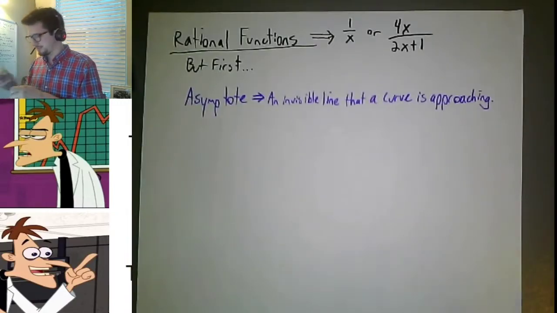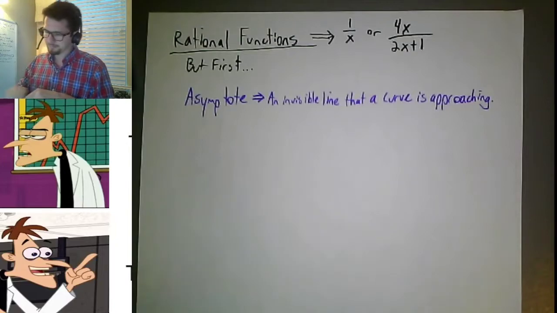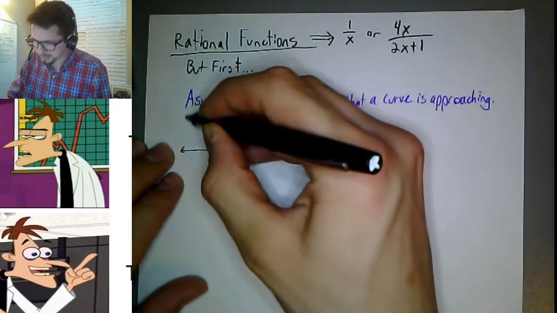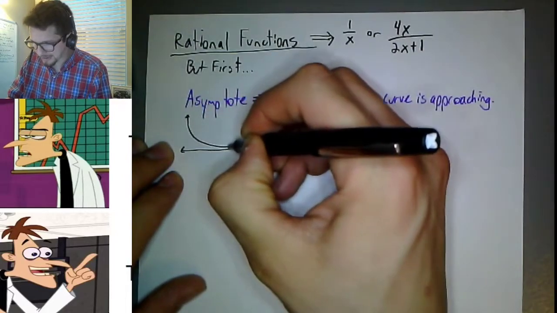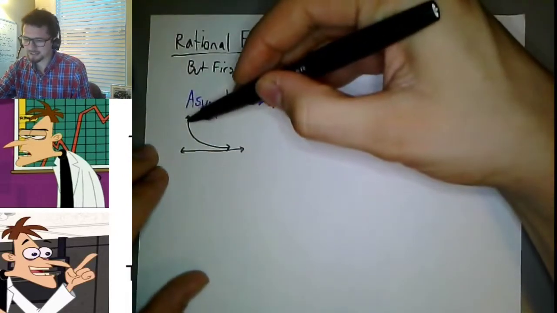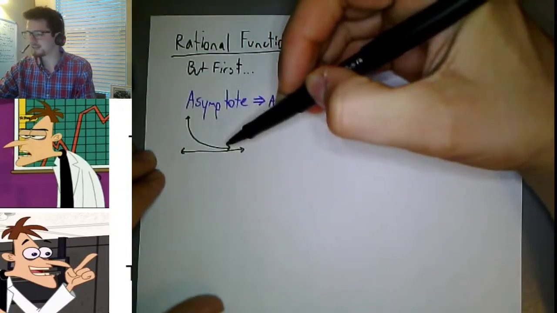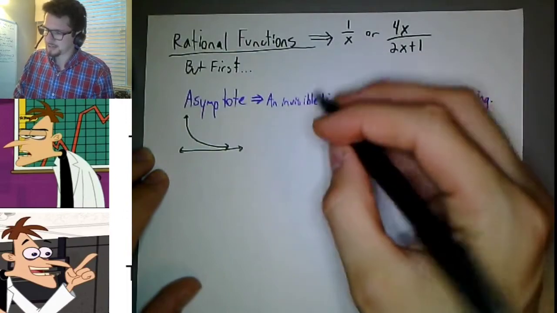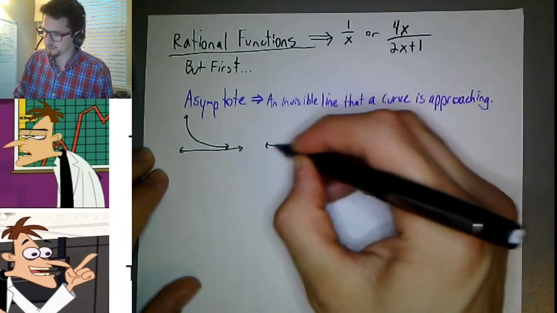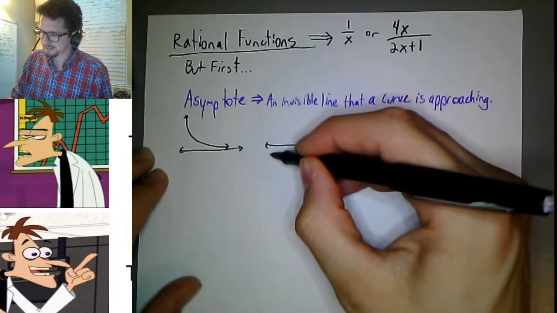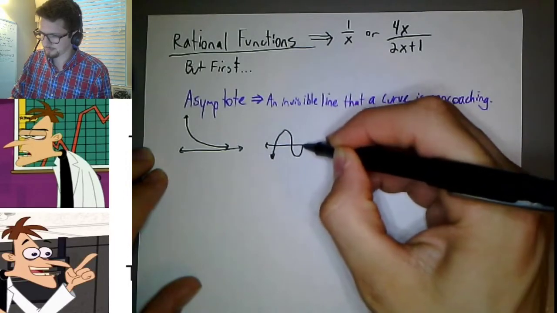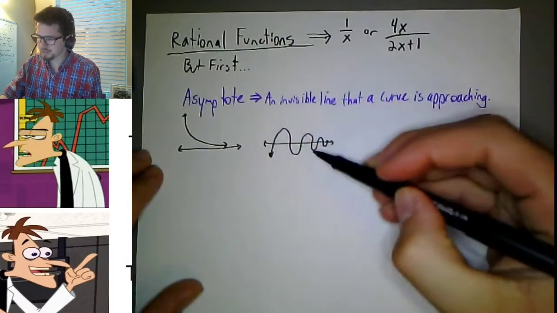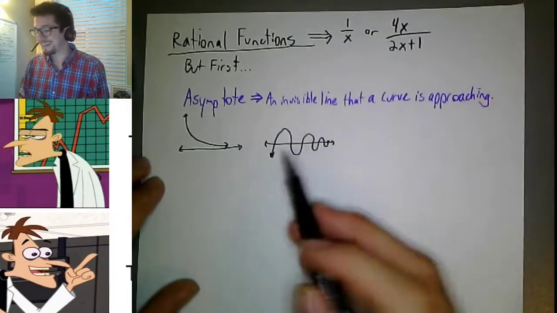Let me give you some examples. Let's say you have a line here, and you have a little curve going like that. Do you see how it's slowly getting closer and closer to the line? That line is an asymptote. Let's say you had a curve, let's do a crazy one, something like this, where it's getting closer and closer and closer as you go further. That line's an asymptote.